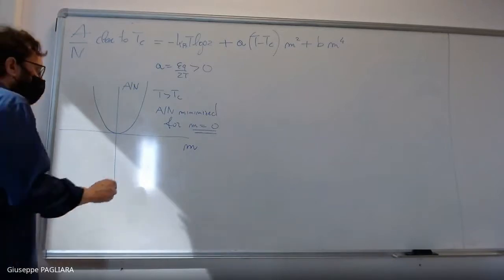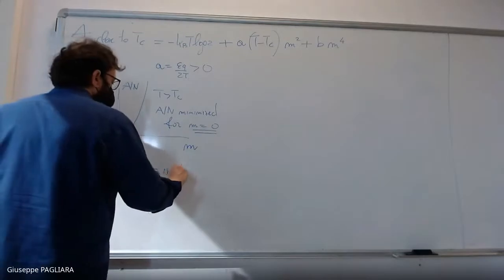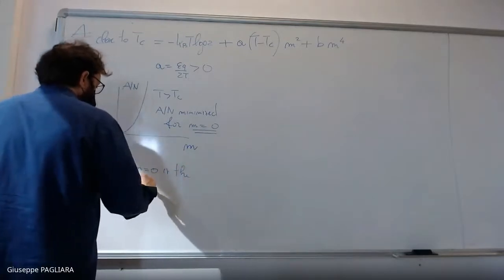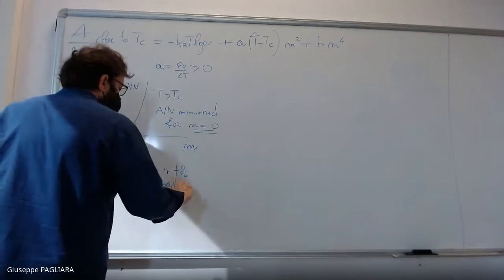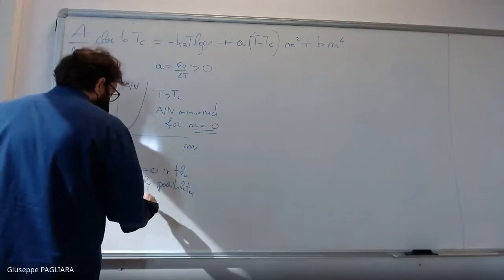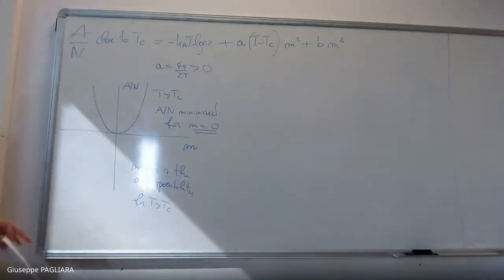Okay, so m equals 0 is the only solution, or the only possibility, for T larger than Tc. Because it minimizes the Helmholtz free energy, and because of the second principle of thermodynamics, this is the state that will be reached.